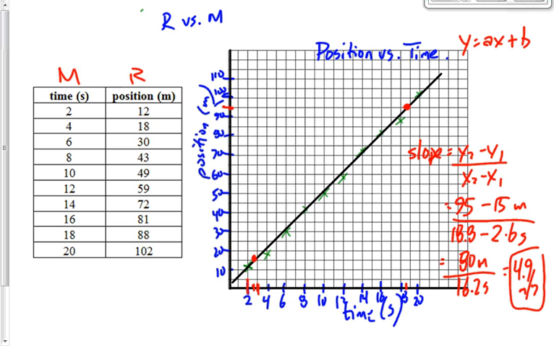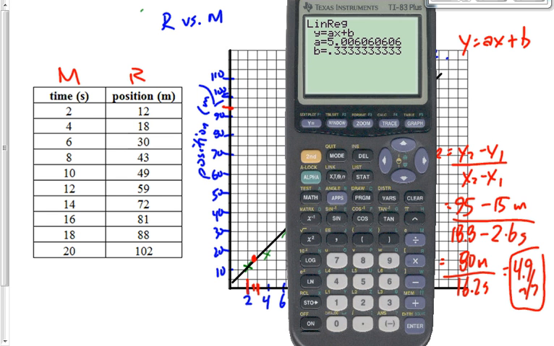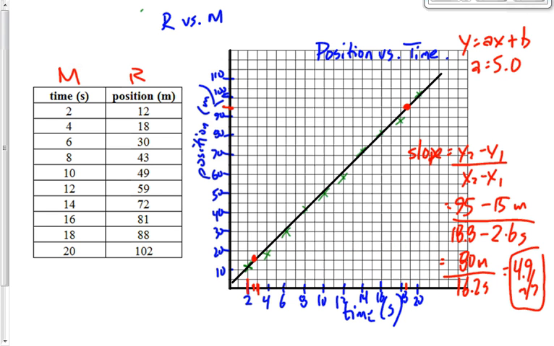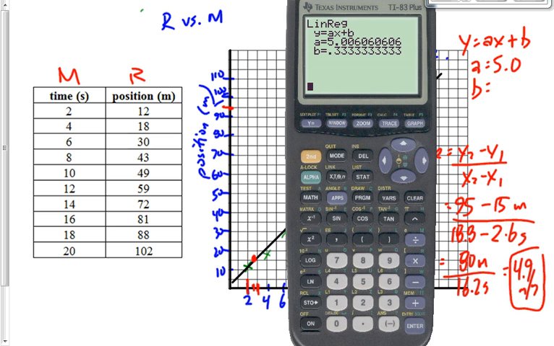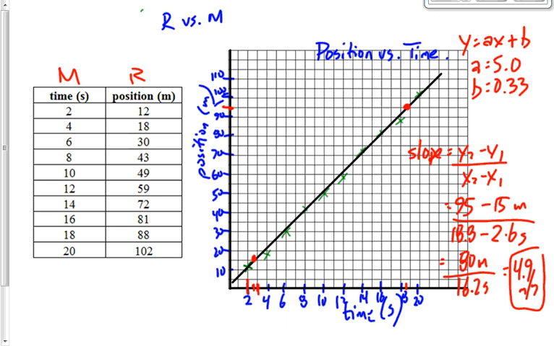That's what we said yesterday, right? Except we called a, the slope, m. y is equal to mx plus b. It tells me the value of a is 5.0. And it tells me the value of b is 0.33. So from my calculator, I can see that the slope of the graph, a, is 5.